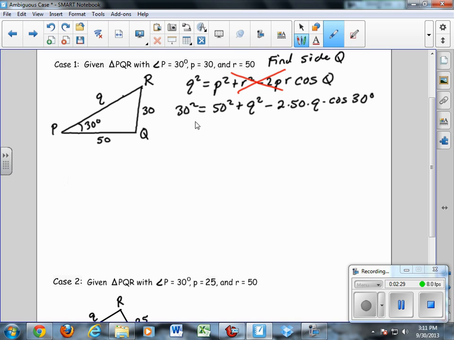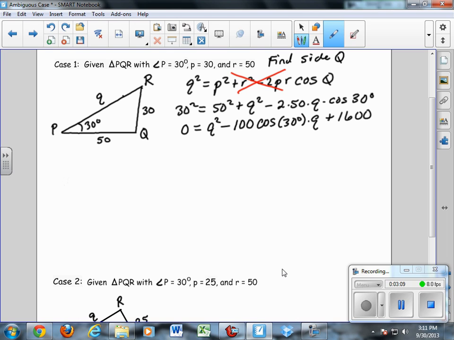I'm going to set this equal to 0 and put my Q squared first, Q squared minus, well, all of this is all one term. This is my Q term. So this is negative 100 cosine 30 times Q. So minus 100 cosine 30 times Q, and then I have 50 squared minus 30 squared. So 50 squared is 2500, 30 squared is 900, so this would be plus 1600. 2500 minus 900, 1600. So there is my equation.